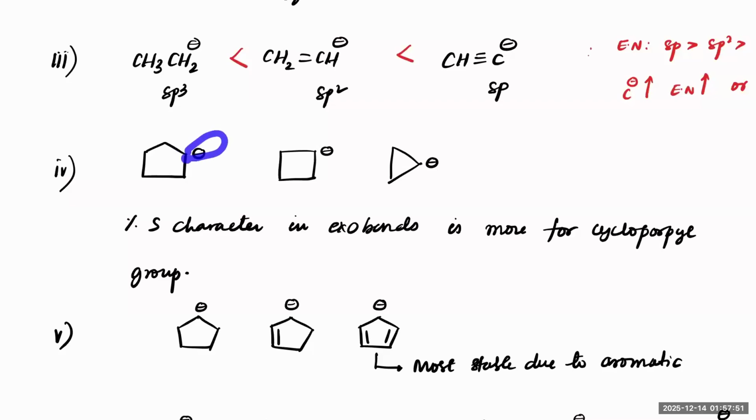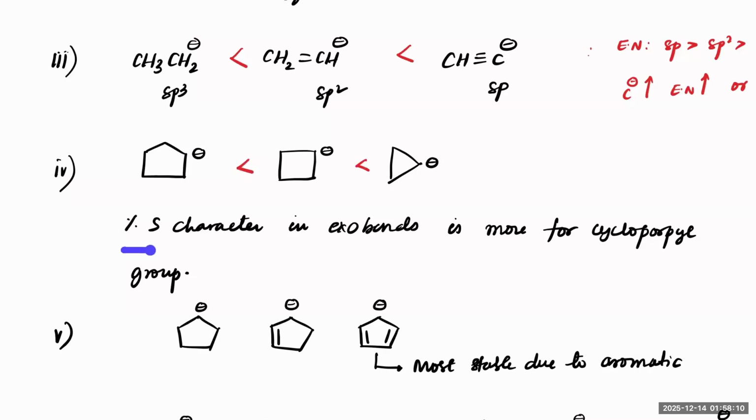So the outward bond would have more S character. Here it will have S character, here it will have more S character, here it will have the highest S character. And you know that the higher the S character, the more is the stability. So that's why three-membered carbanions are more stable.